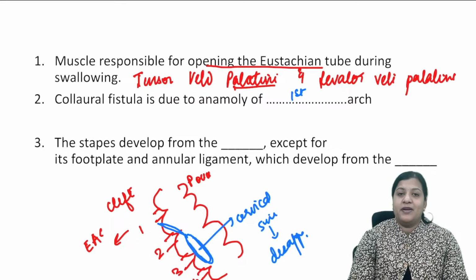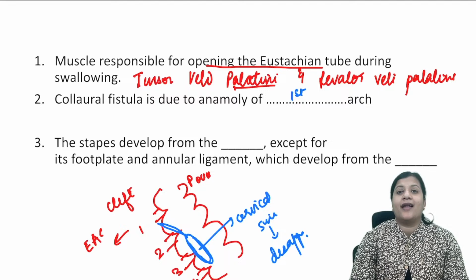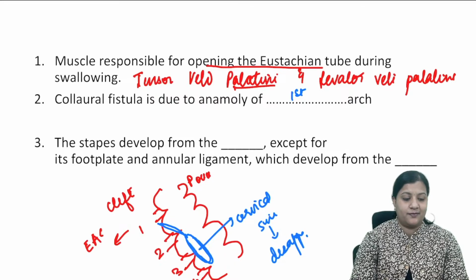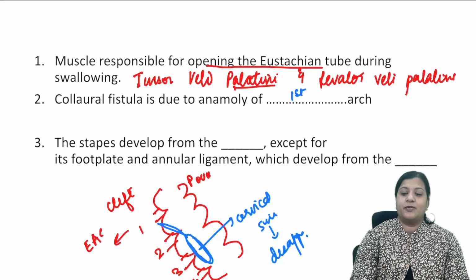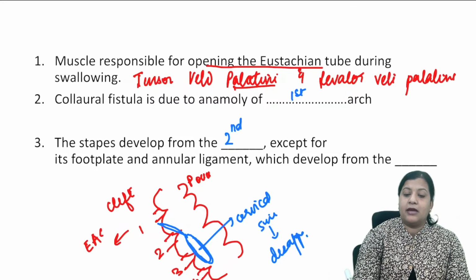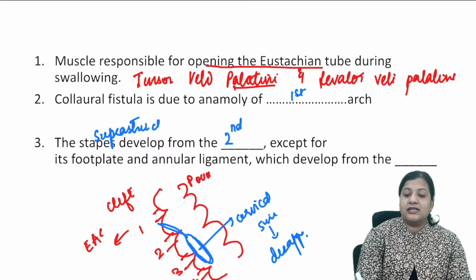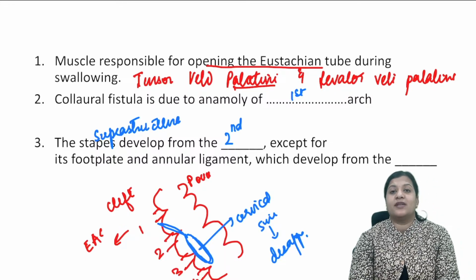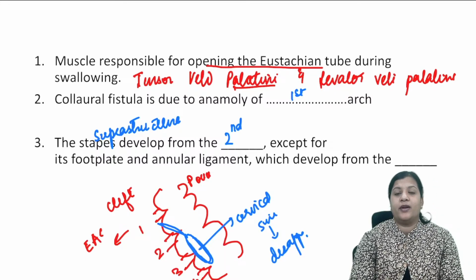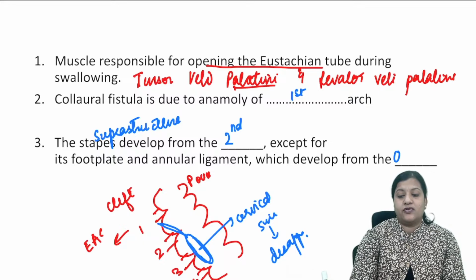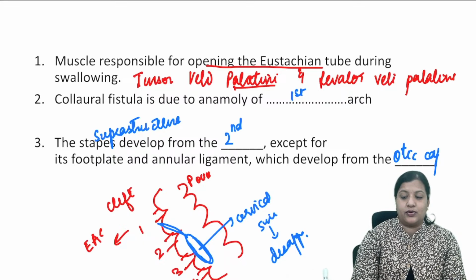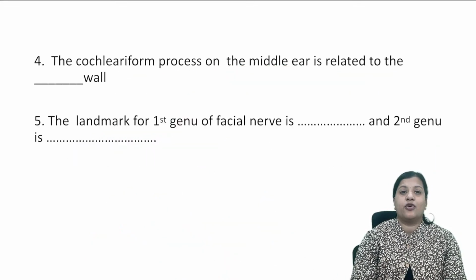The stapes develops from which arch, except for its footplate and annular ligament, which develop from where? I can see so many of you are answering. The stapes develops from the second arch. To be very specific, the stapes superstructure develops from the second arch, except the footplate of the stapes, which develops from the otic capsule. Easy, I'm sure all of you got this. Let's go to the next one.